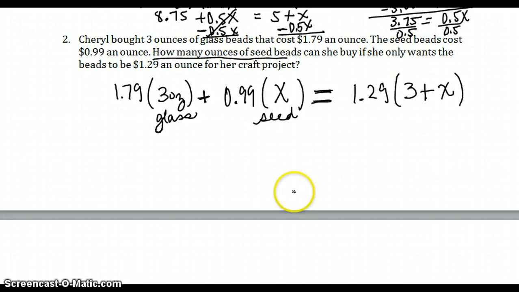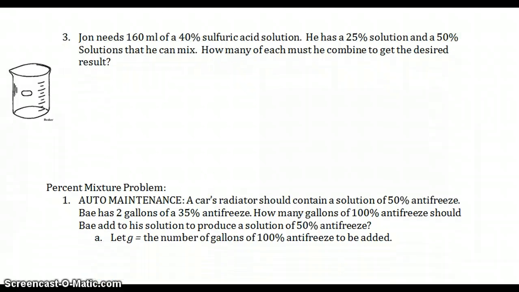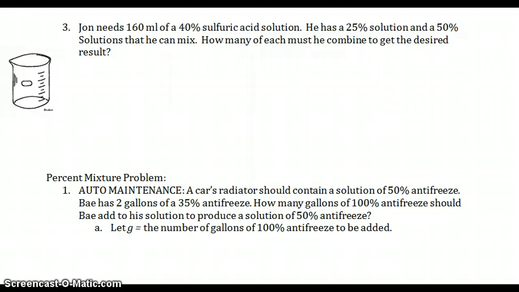I'm going to stop. I'm going to ask you to finish that problem on your own, and we'll find out the answer tomorrow. All right, now let's talk about more of a chemistry type problem. John needs 160 milliliters of a 40% sulfuric acid solution. Now, don't get intimidated by the chemistry. It's still math, and we're listening to those numbers, that 160, 40%. He has a 25% solution and a 50% solution that he can mix.